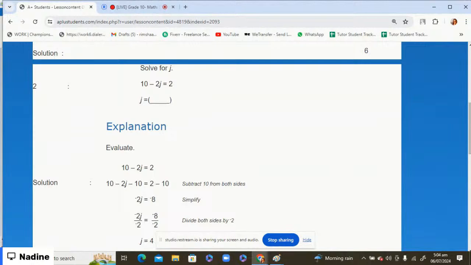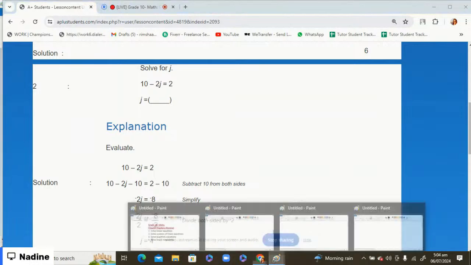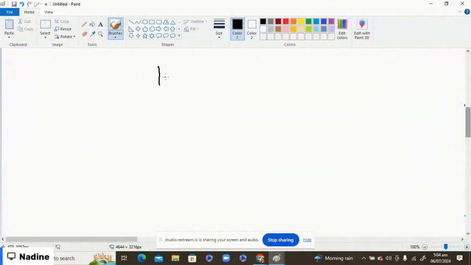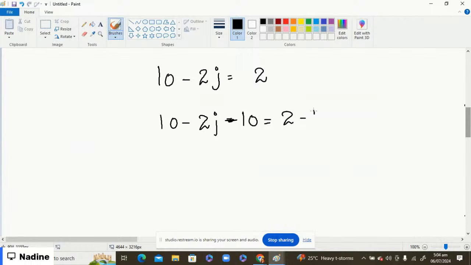So here we are going to find it out. 10 minus 2j equals 2. First of all, here is 10 in the plus form, so subtract 10 on both sides: minus 10 and 2 minus 10. The 10 and 10 cancel out, only minus 2j is left, and 2 minus 10 is minus 8.